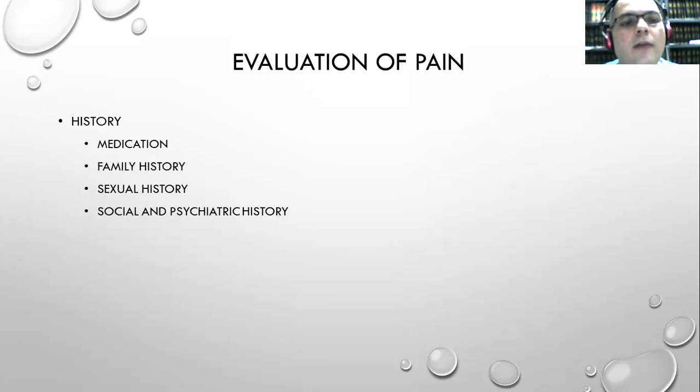Then we have a family history. We need to take a family history, like in Crohn's disease or ulcerative colitis or peptic ulcer disease. We can make a diagnosis easily if we have a positive family history.